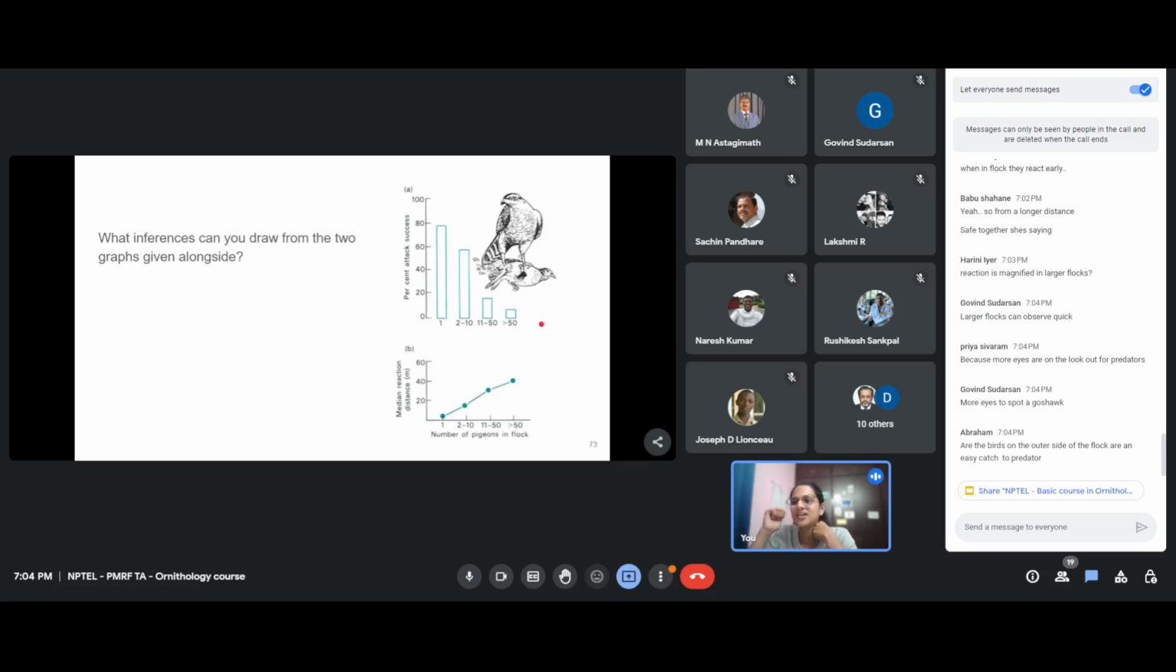Are the birds on the outer side of the flock easier for a predator to catch? Yes, that's a correct point. And also in several flocking species.